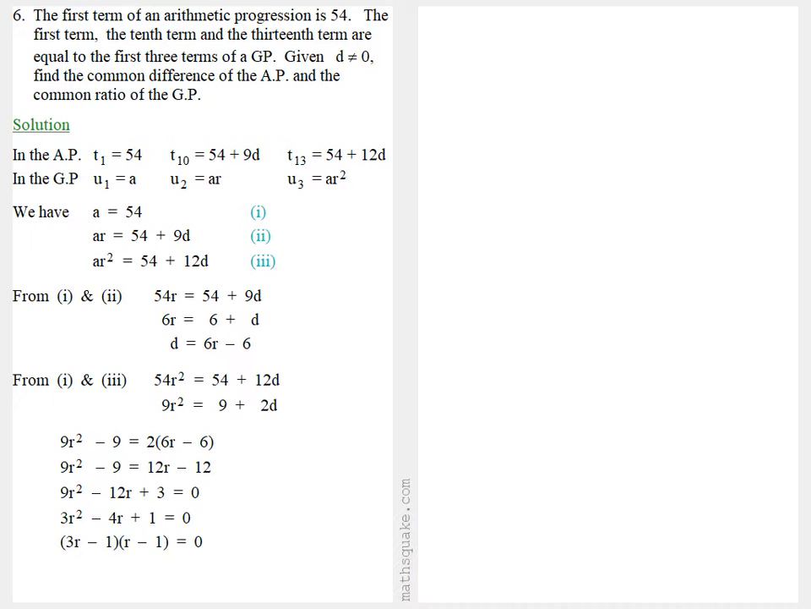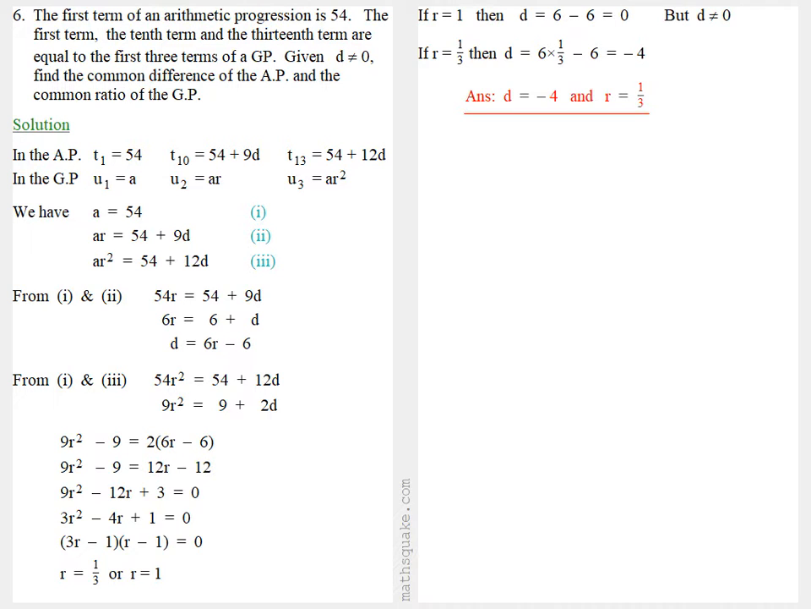And that factorizes as 3r minus 1 times r minus 1 equals 0. So r is equal to a third, or r equals 1. Now if r is equal to 1, we've got d is equal to 6r minus 6, which is just 6 minus 6 or 0. But we're told d is not equal to 0, so then r has to equal 1/3. In which case d is equal to 6 times a third minus 6, which equals minus 4. And so our answer is d is minus 4 and r is equal to a third.